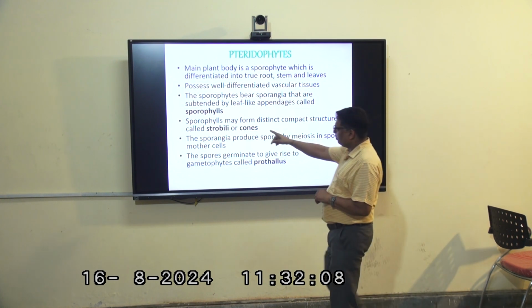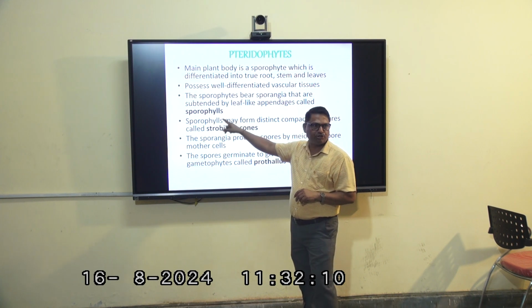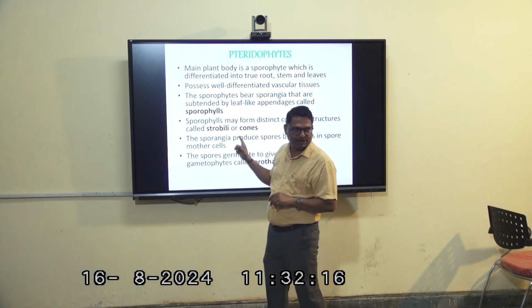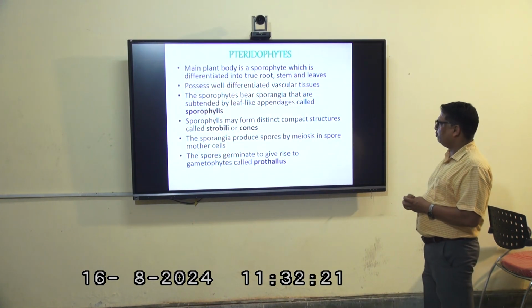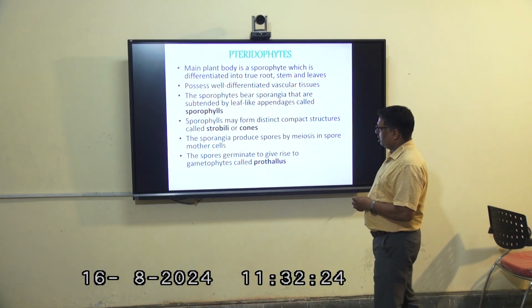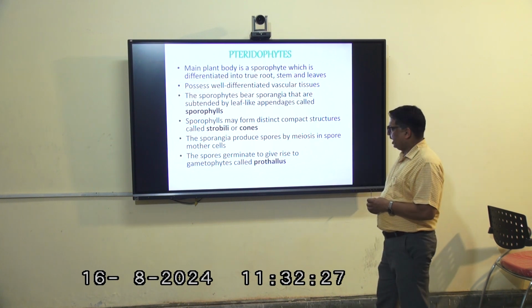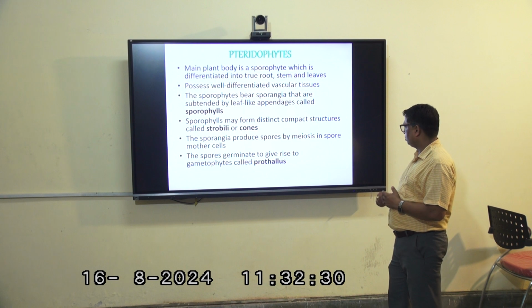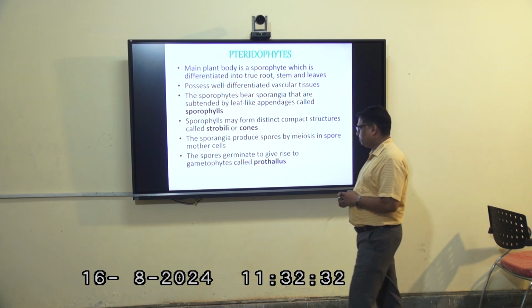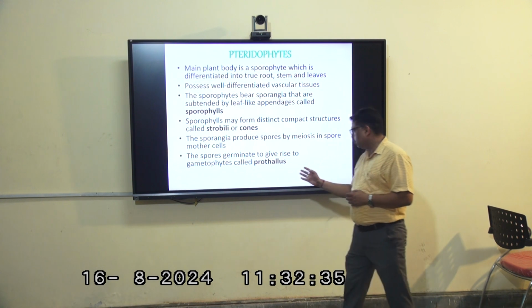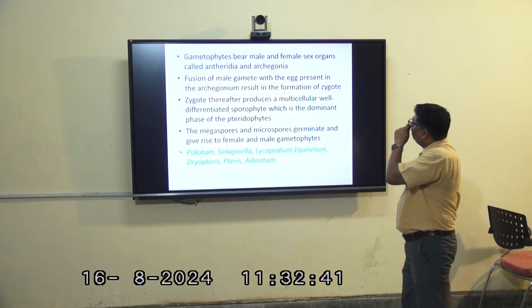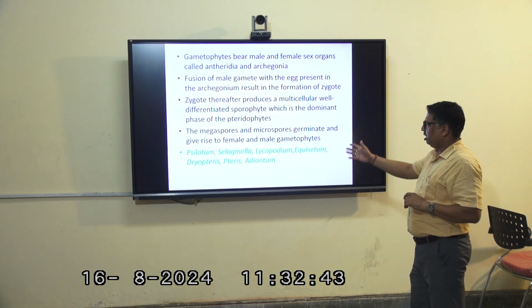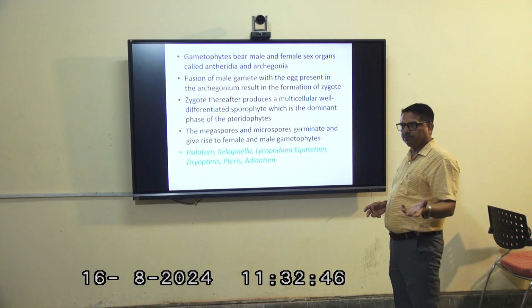This is another distinguishing structure between the bryophytes and the pteridophytes. The sporophylls may form distinct compact structures called strobili or cones. The sporangia produce spores by meiosis in the spore mother cells, and the spores germinate to give rise to gametophytes called prothallus. The gametophytes bear male and female sex organs. This is the common criterion when we talk about bryophytes and pteridophytes.